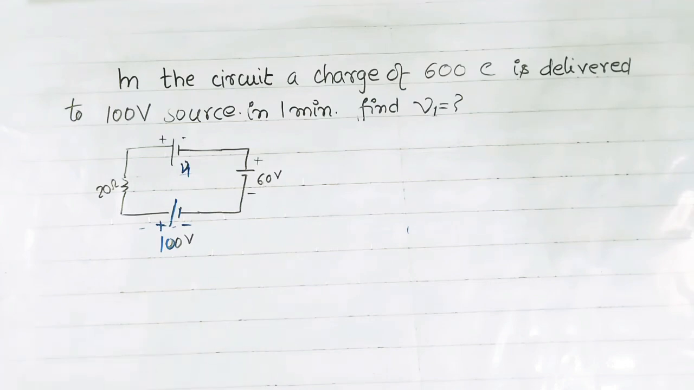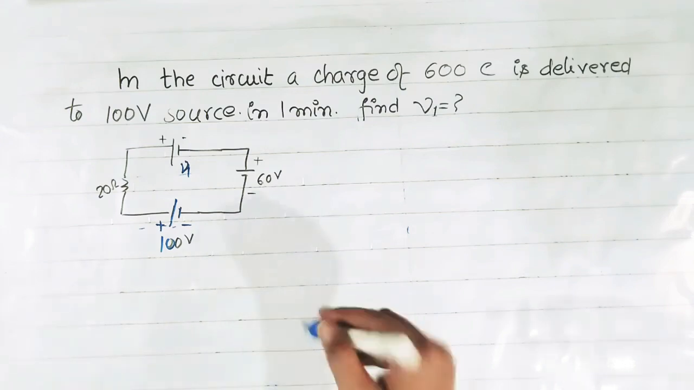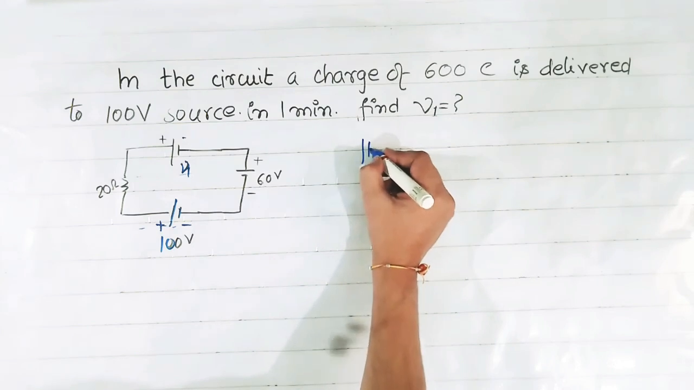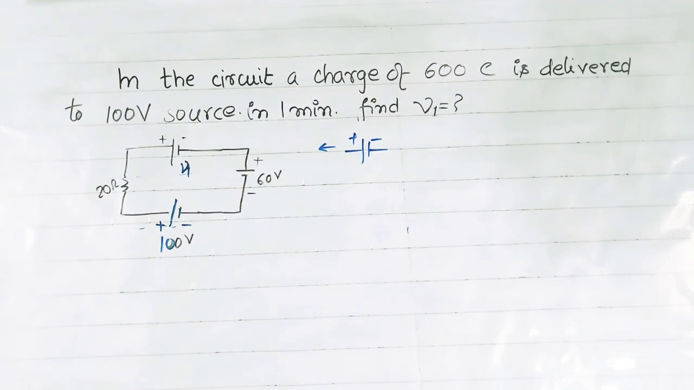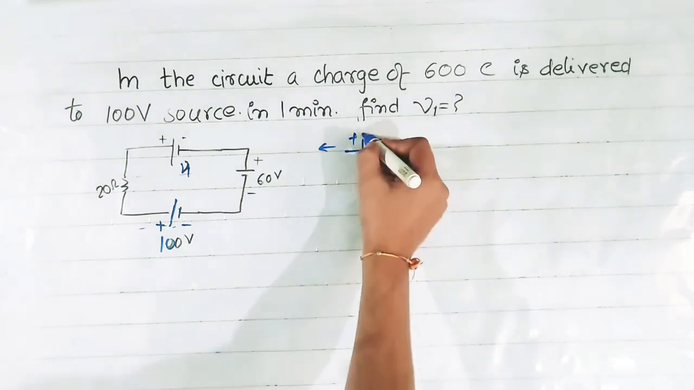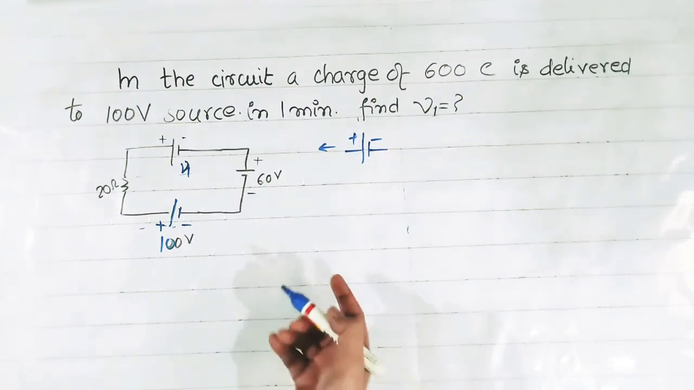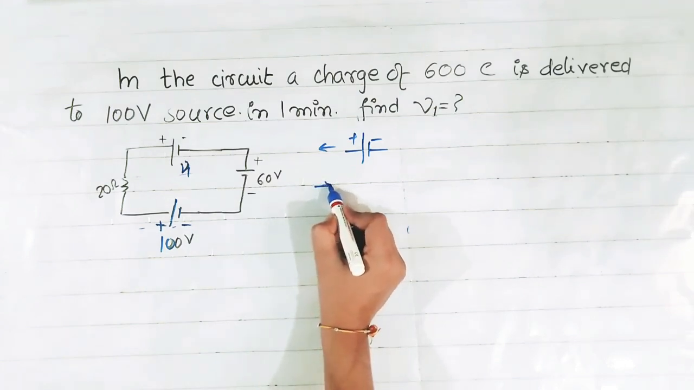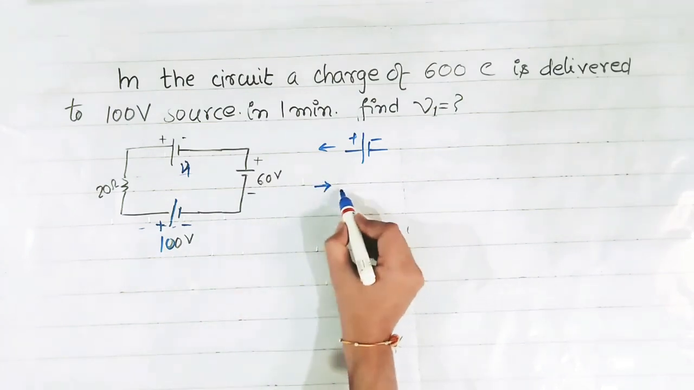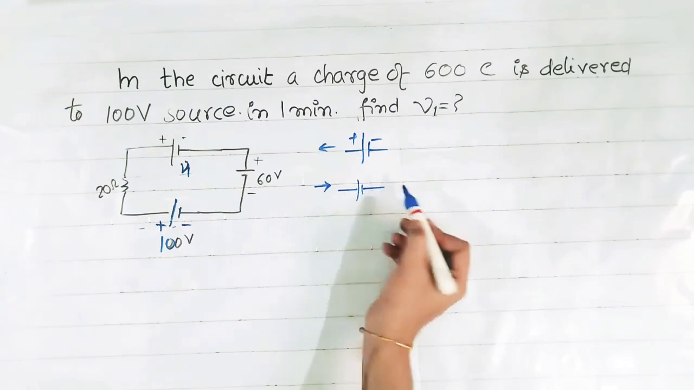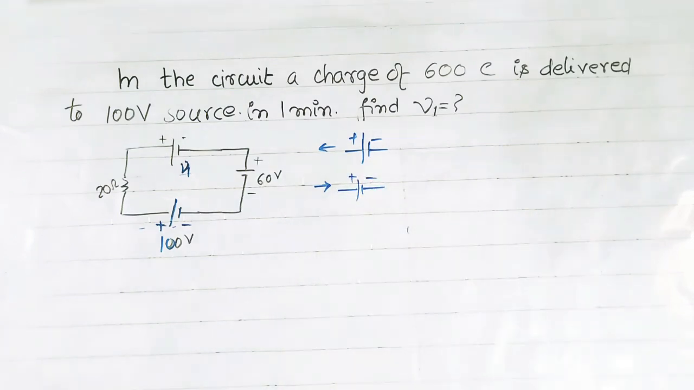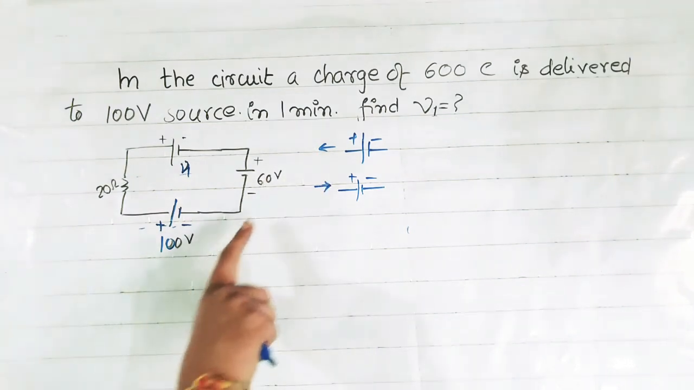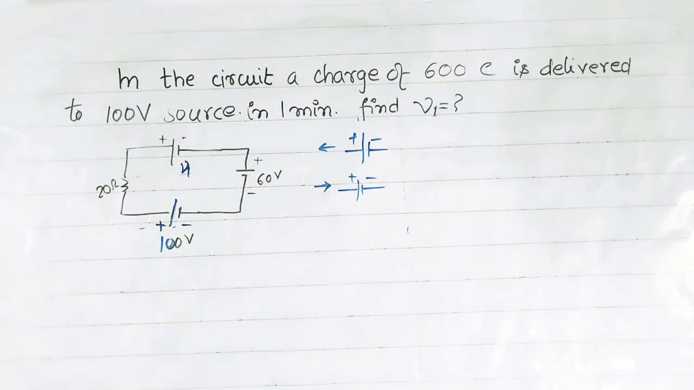So how can a charge be delivered to a voltage source? See, when a voltage source delivers charge to the circuit, the direction of conventional current is like this. Okay, current leaves the positive terminal of the battery. But when charge is delivered to the voltage source, then the direction of current will be like this, that is entering the positive terminal of the battery. So here conventional current is leaving the positive terminal. Here conventional current is entering the terminal of the battery.